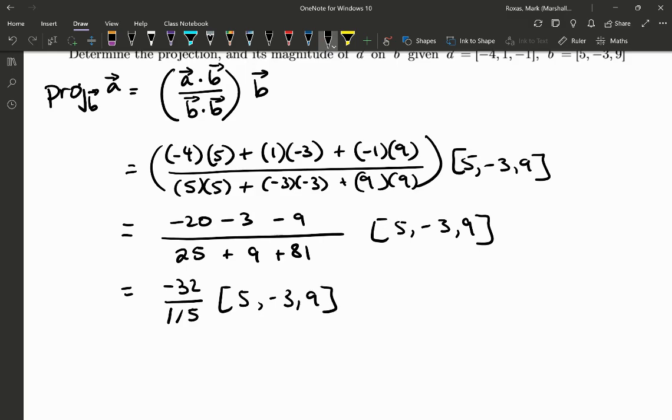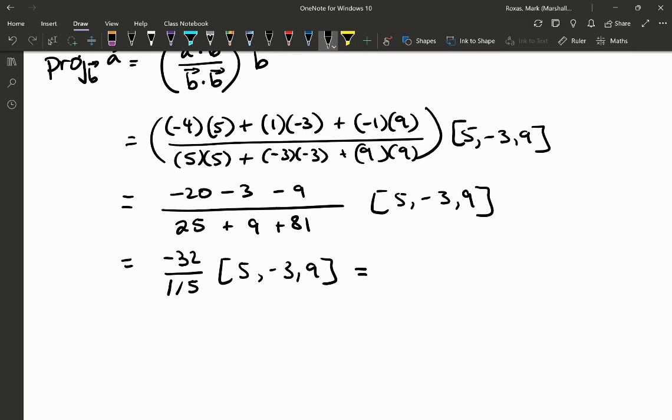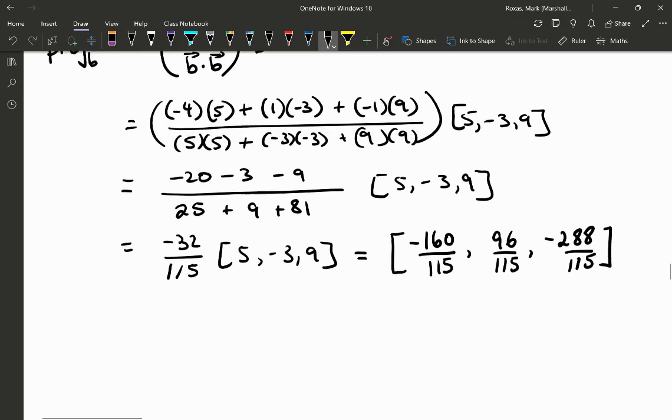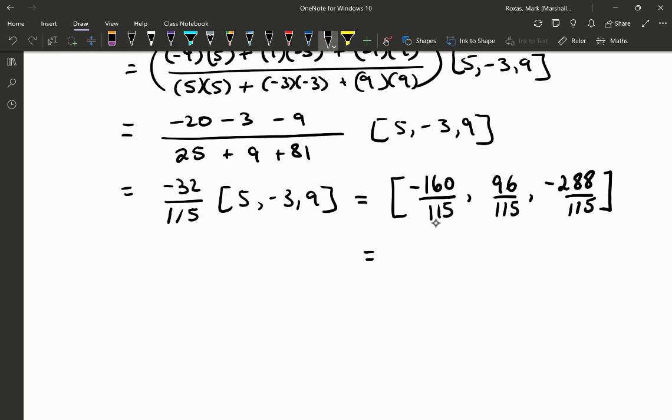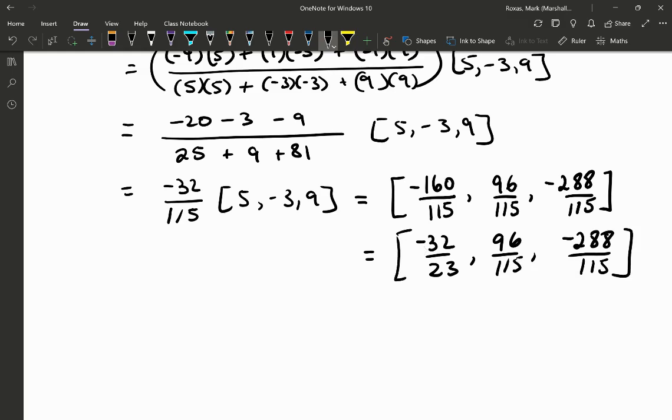Okay. Now I take that scalar and I multiply that into each component of the vector. The resulting vector is then negative 160 over 115, comma 96 over 115, and negative 288 over 115. And then if I simplify this into lowest terms, I could do that too. I think the top and the bottom can simplify to negative 32 over 23, but the other ones I believe will remain as a fraction out of 115. Now this step is not entirely necessary, but can be useful.